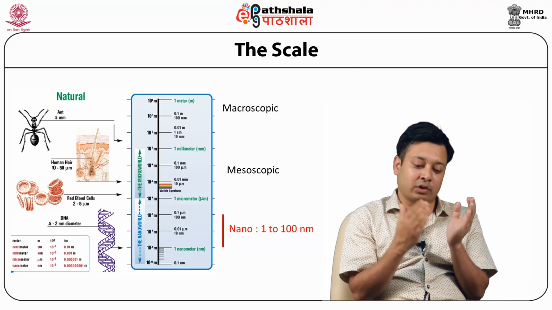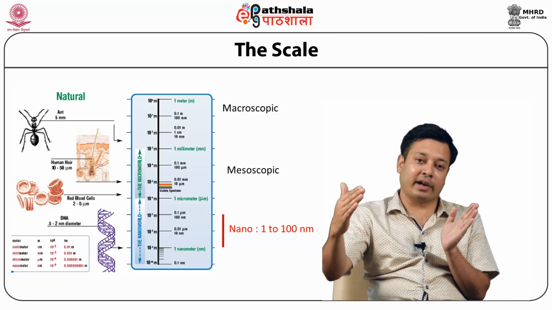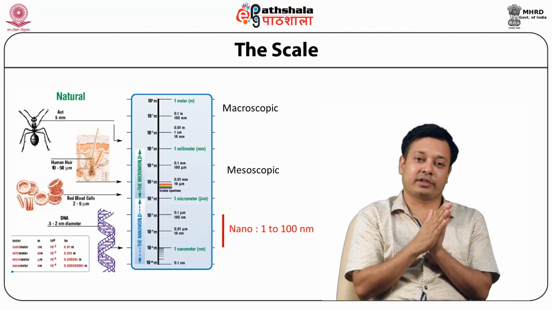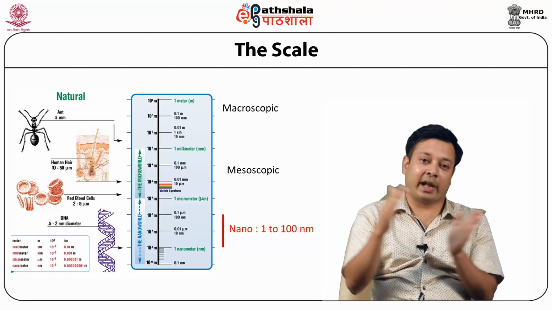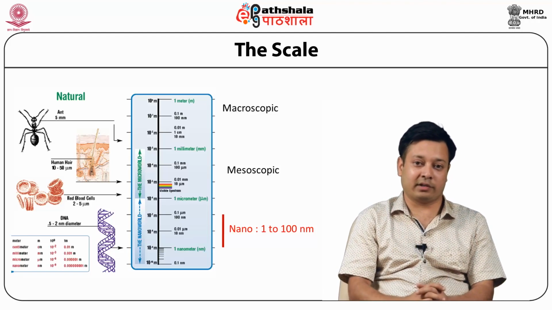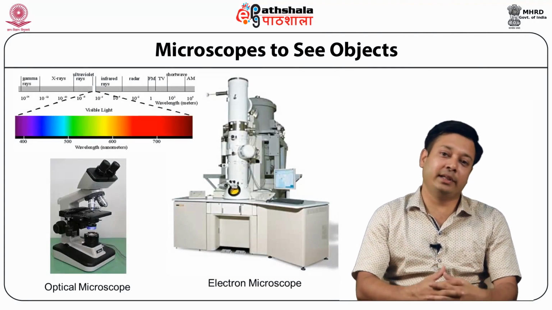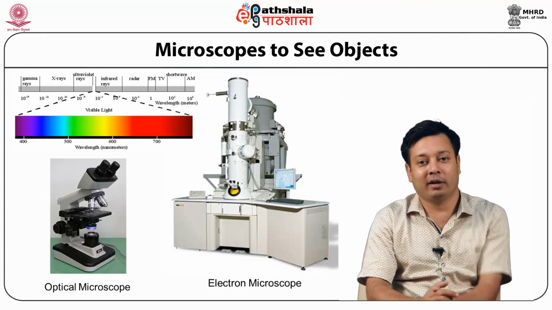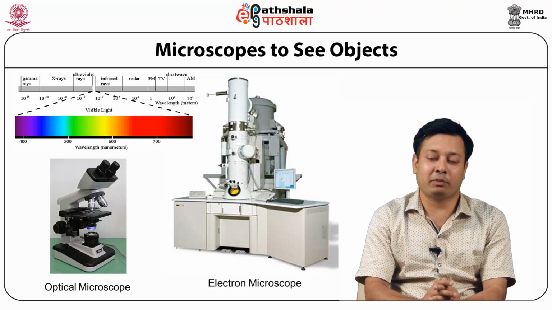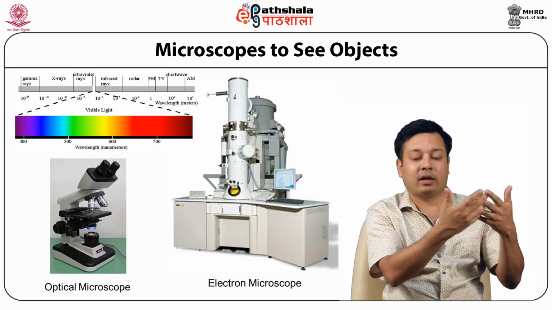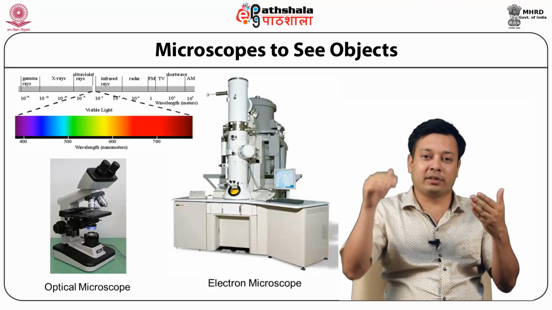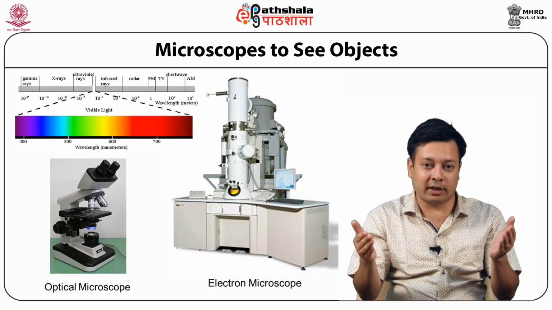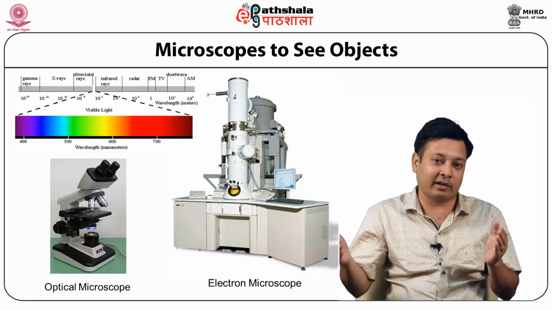Now that regime between 1 to 100 nanometer, where DNA also falls, that is actually the nano dimension, and that is where we are interested. So how do we see those nanomaterials which are in nanometer dimension? Suppose you want to see any object, how do we see it? Normally, what is the wavelength of visible light? That's between 400 to 800 nanometer.